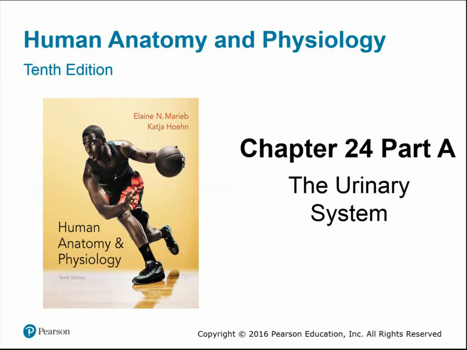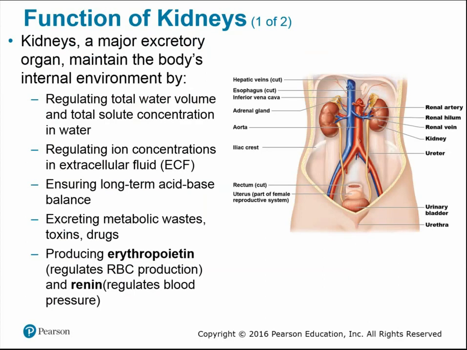Right, this is chapter 24, part A, on the urinary system. So the kidneys are kind of like the body's water filtration system. So they're the major excretory organ, and they're going to help to maintain the homeostasis, or that stable internal environment of the body, by regulating our water volume as well as solute concentrations in that water.